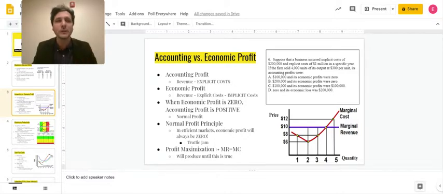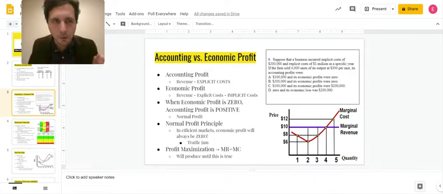When we're at zero, there's no incentive to bring more people in because the profits aren't that much higher than what they're doing right now. And there's no incentive for people to leave because they're still making a normal economic profit. It's not negative yet, right? So that's the normal profit principle. When we have an efficient marketplace, economic profit will always, always, always be zero, which means there'll be a normal accounting profit.